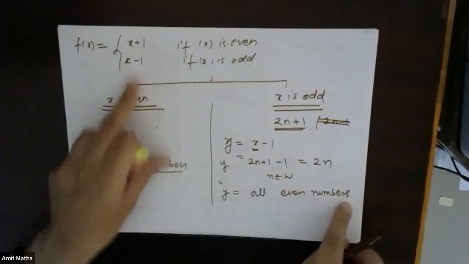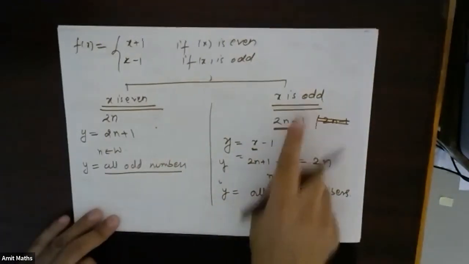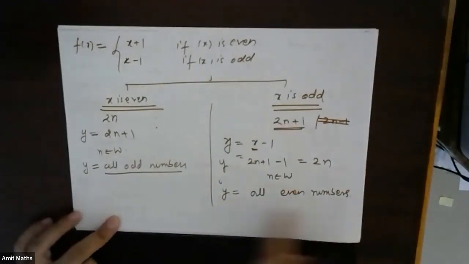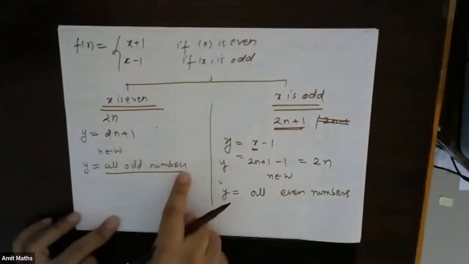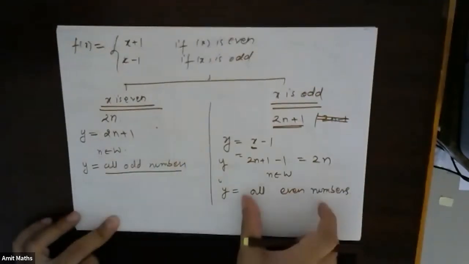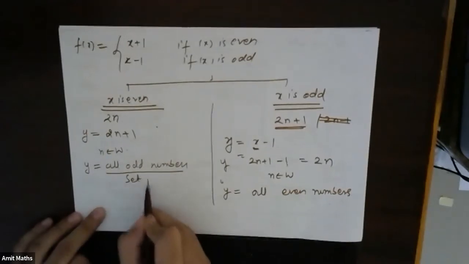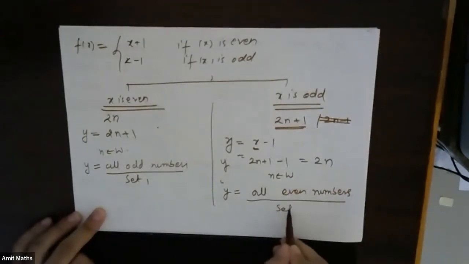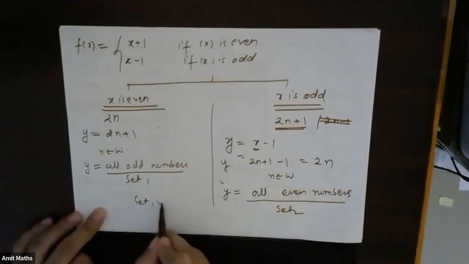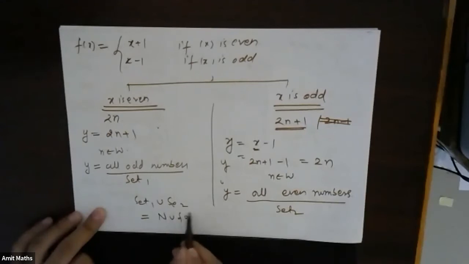All even numbers from the right-hand side. When x is odd, I am getting y all even. When x is even, y is all odd. If I take the union of these two, this is set 1 and this is set 2, so set 1 union set 2 will be equal to the natural numbers union 0.